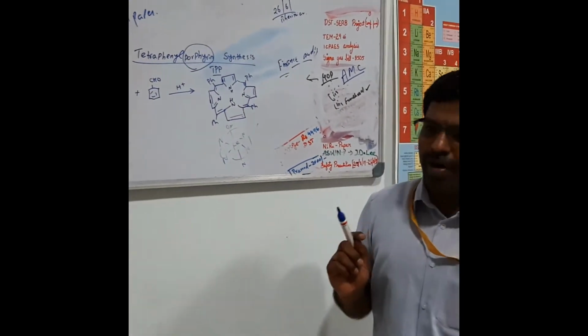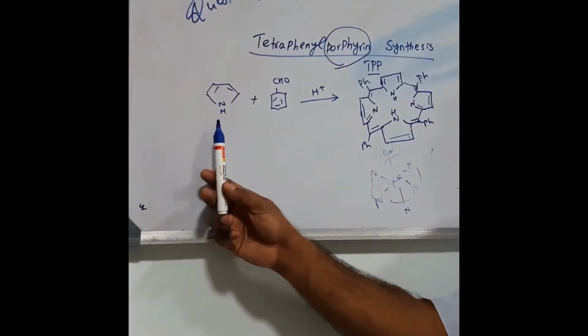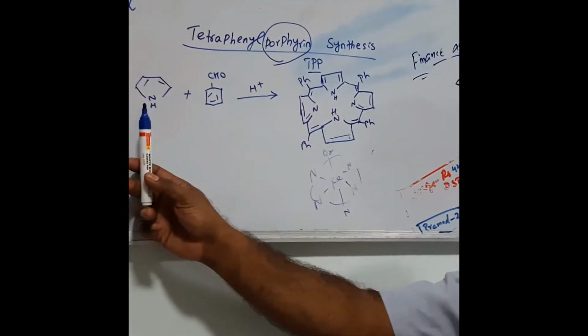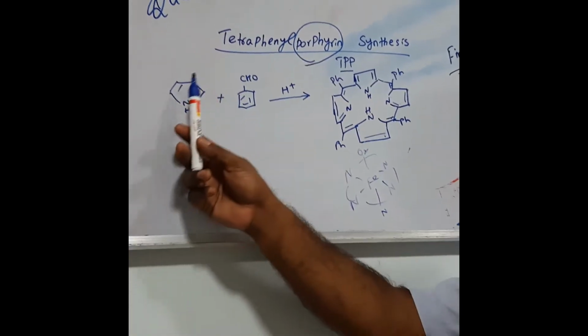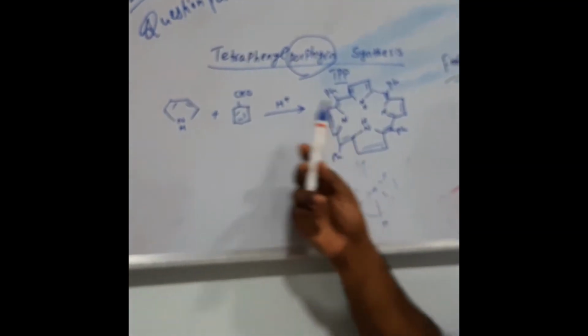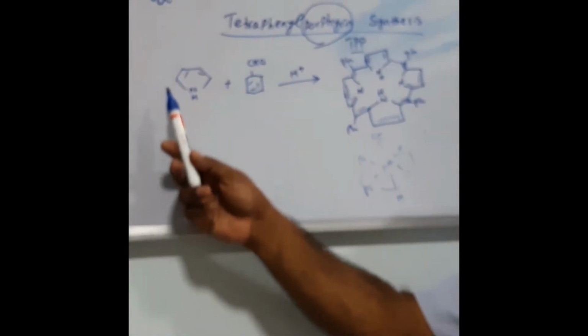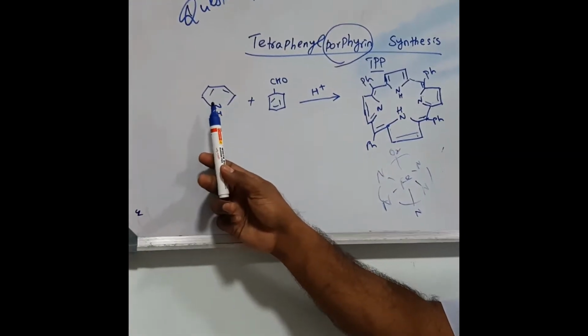Now, coming to the preparation, how we can prepare it. We have to prepare it with pyrrole, which should be free from impurity. You have to distill it, because if you don't purify it, you can get polypyrrole, which will interfere with the molecule formation. So you should have purely distilled pyrrole.